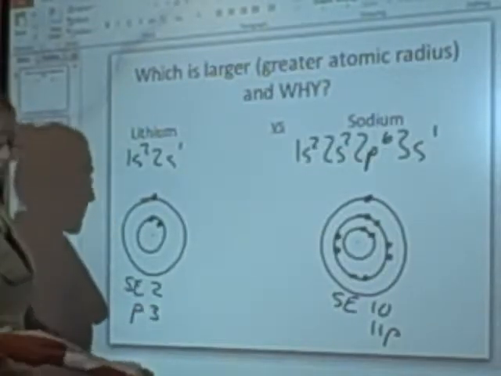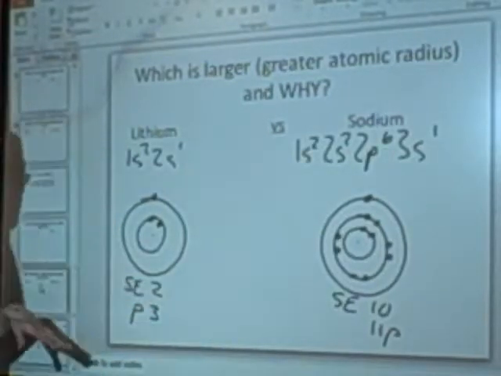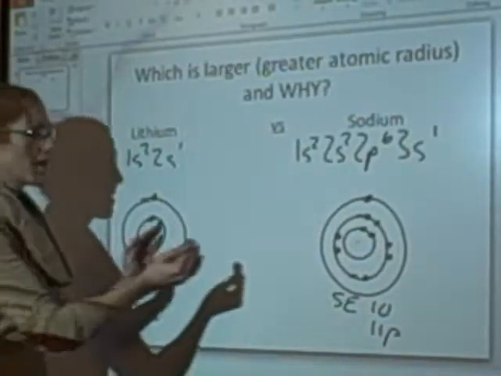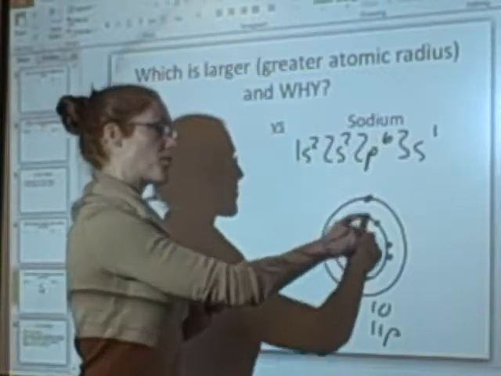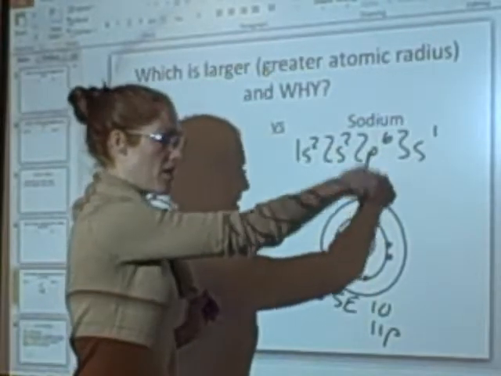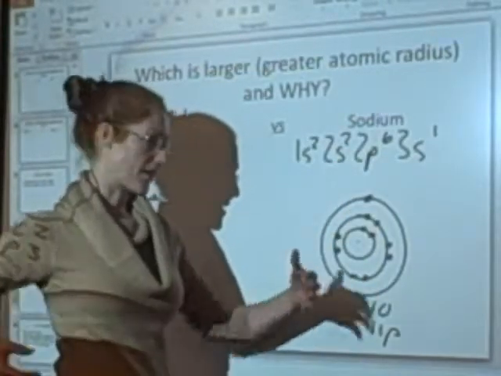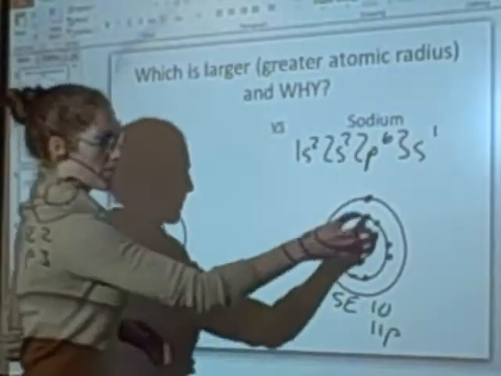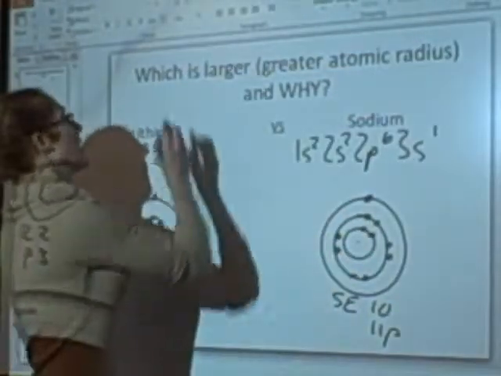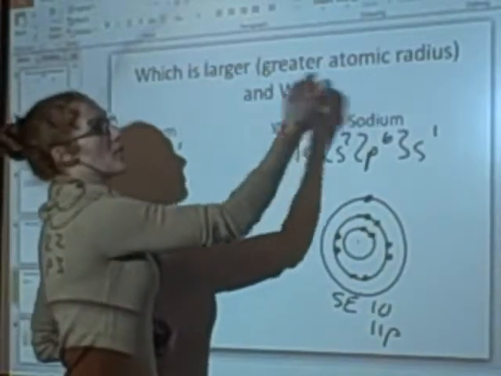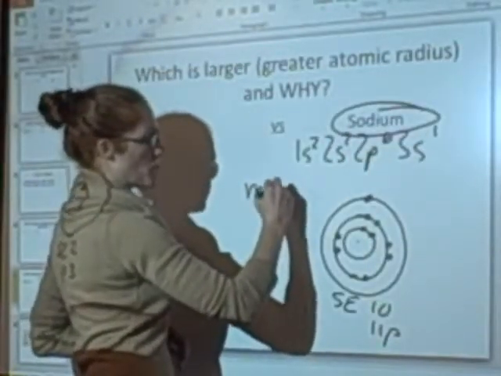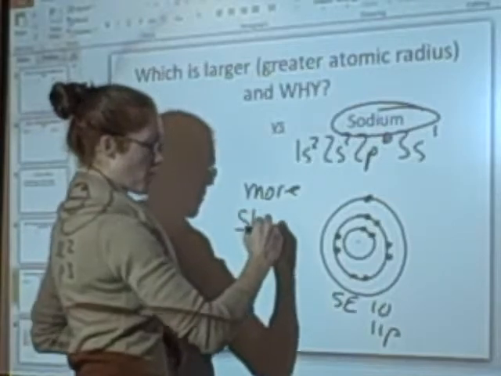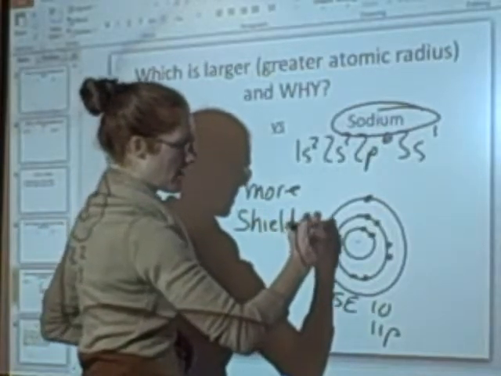Okay, so now shielding electrons are different. That's more important to us, so we just look at those. Since this has an additional shell, there's more to be drawn in, plus there's more that's blocking this outer electron. It's going to be less attracted, less compact, more spread out. So this is going to be bigger. So which is larger or has a greater atomic radius? Sodium is. It has more shells or more shielding electrons.